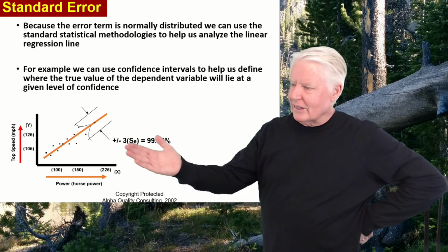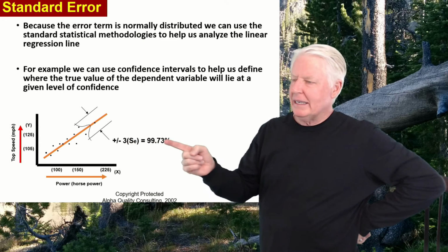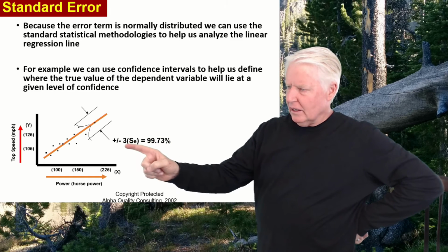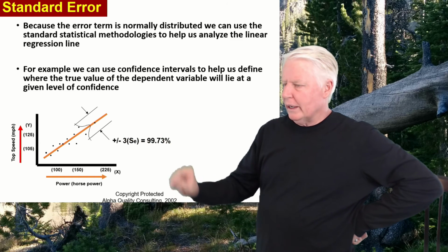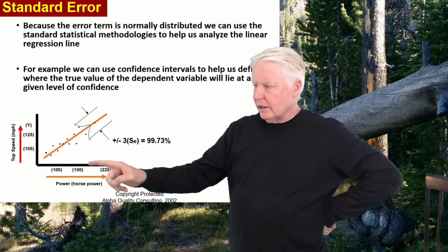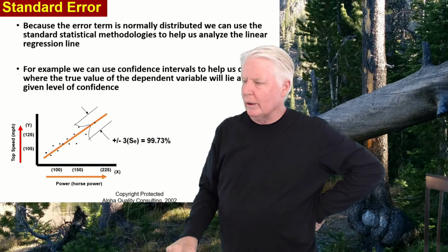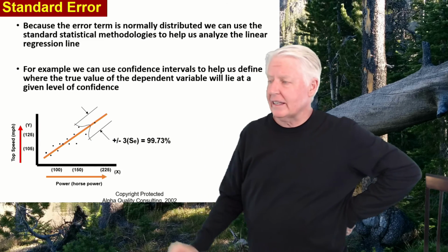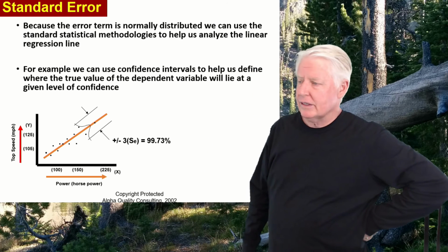And of course 3 isn't the most common. Usually it's 1.96, correct? Because that would give me 95%. Most people work in 95% confidence intervals, so they would change this Z statistic here from 3 to 1.96. Then you'd go up here and you'd take the expected value, expand it by 1.96 standard errors plus minus, and you'd say 95% of the time the true value will lie between that confidence interval there.